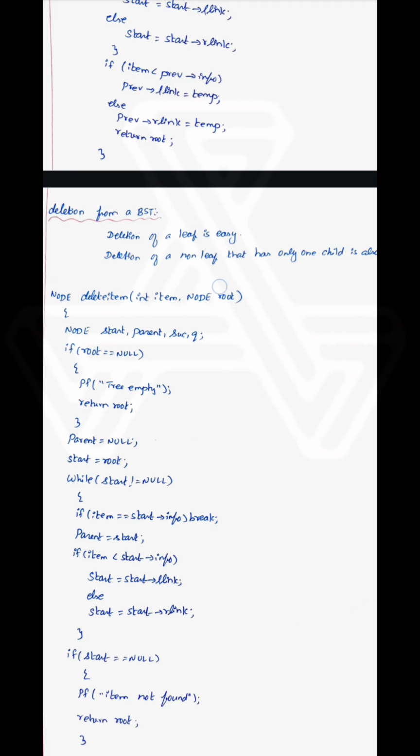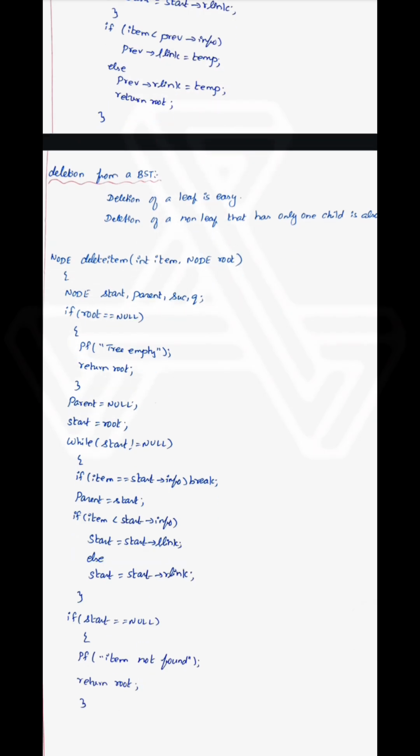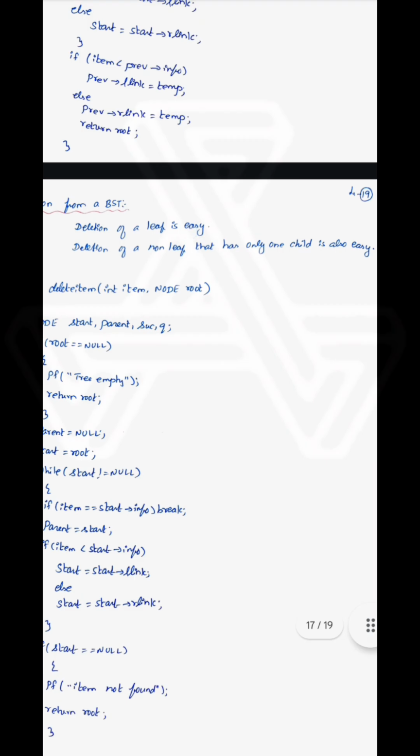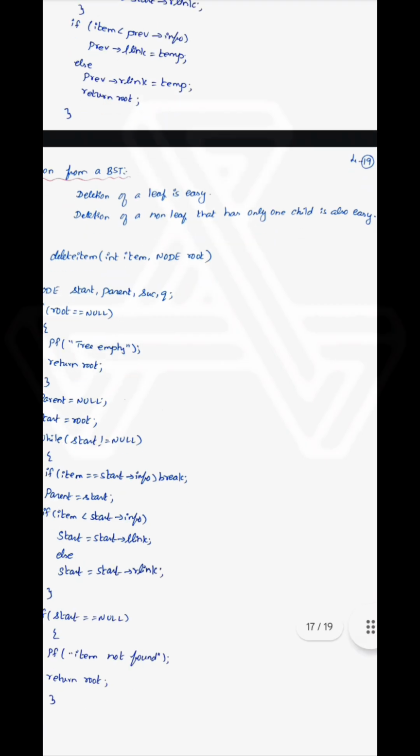Deletion from a BST. Deletion of a leaf is easy. Deletion of a non-leaf that has only one child is also easy.